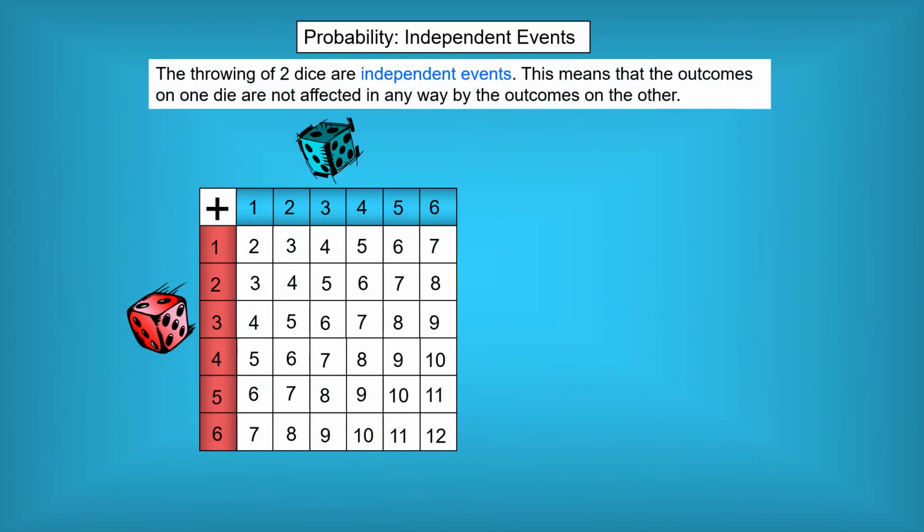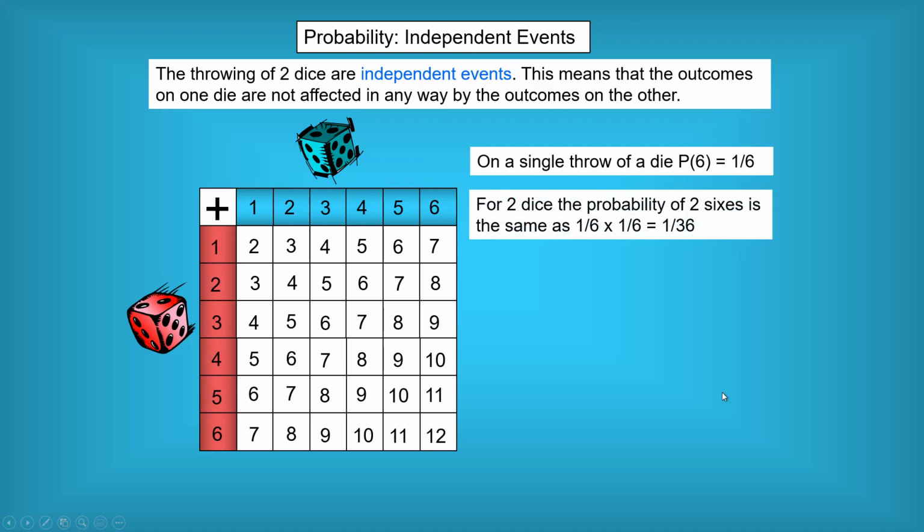Now they're independent events, so there's another way we can look at it. On the blue dice, the chance of getting a 6 is 1 out of 6. On the red dice, the chance is the same. So for 2 dice, if we multiply 1 out of 6 by 1 out of 6, we get the same answer, 1 out of 36. So we can draw the sample space diagram, or at the same time, we can work it out using the probability of the independent events.